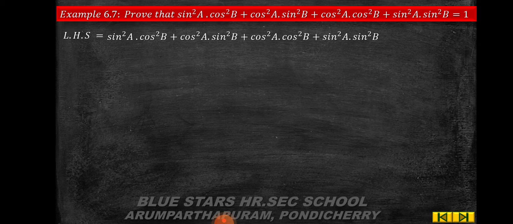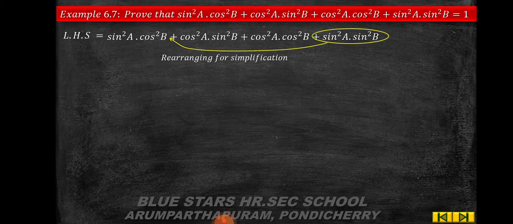So you just take the left hand side and rearrange it for simplification. We are just going to rearrange the given expression. First we choose sin square A into sin square B. We take that just after sin square A into cos square B. So which is equal to sin square A into cos square B plus sin square A into sin square B plus cos square A sin square B plus cos square A cos square B.